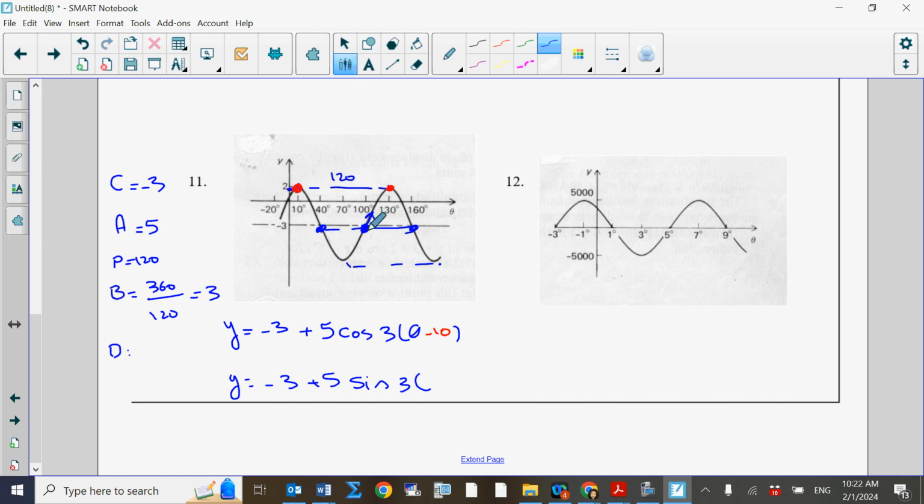This one is going up, it's positive, because a normal parent sine function looks like this. From the midpoint goes up. Okay, so I start from this one, which is at 100. So I can write theta minus 100. If you want to write a negative sine function, you could write y equals -3 minus 5 sine of 3.